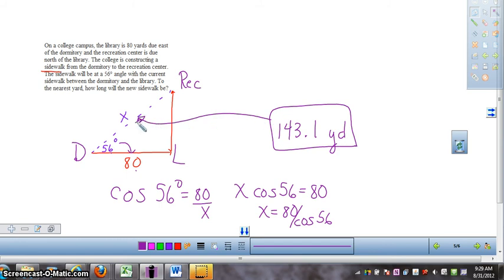And once again, reasonable, yes. It should be bigger than 80, because X is the hypotenuse, and the hypotenuse is the biggest side. Okay, we'll try some in a minute where we have all the sides, and we have to find an angle. So it's working backwards. See you next time.